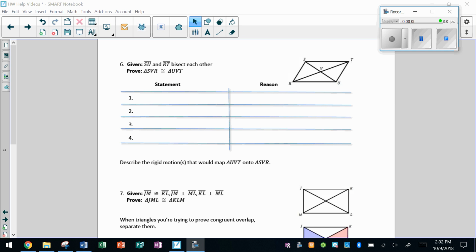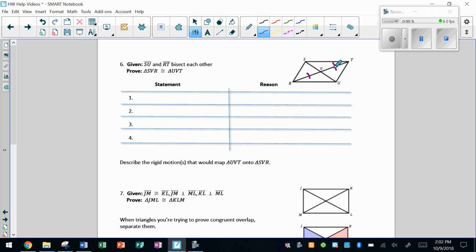Here to help you with question number 6 on day 2 of Unit 3. So in this proof, they give us SU and RT bisect each other. And so you need to think about what that word means, bisect. If you have a segment that bisects another segment, what it's doing is cutting that segment into two equal parts. So SU is cutting RT. SU is bisecting RT, so it is cutting RT into two congruent segments.